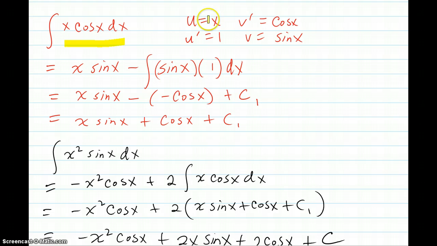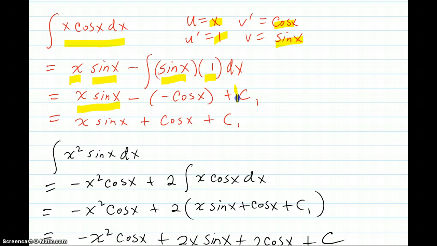So your natural choice is x for u, since it knocks down to 1, and the cosine and sine toggle back and forth, so that's always good. So you have u v minus the integral of v times the derivative of u, and now you can accomplish that integral.